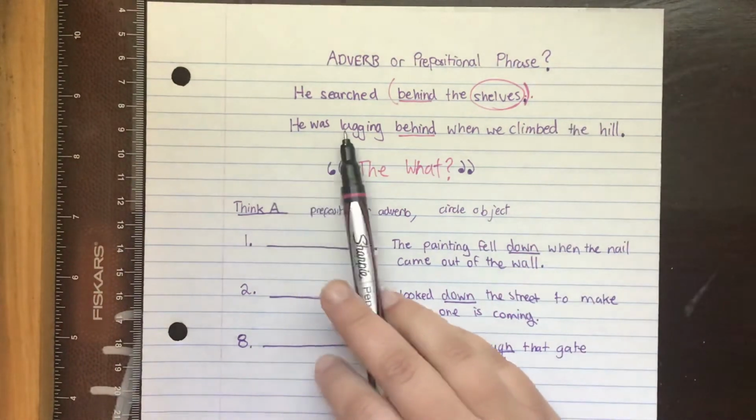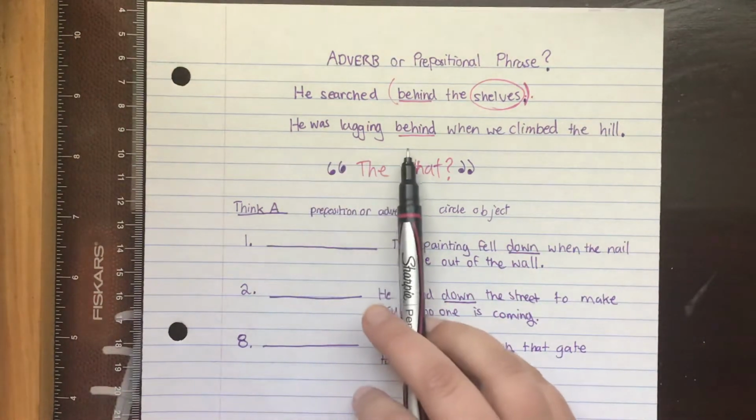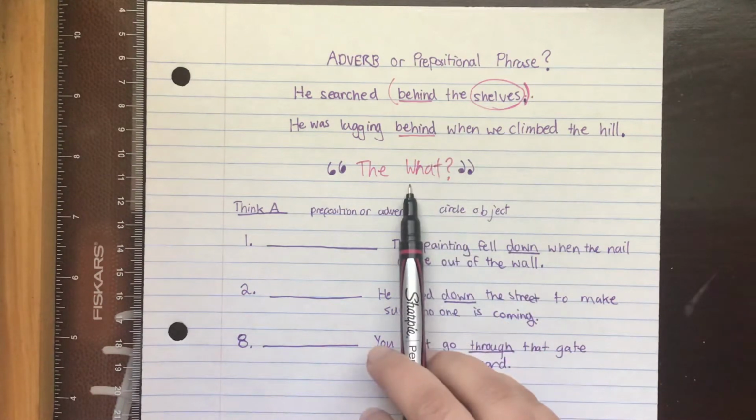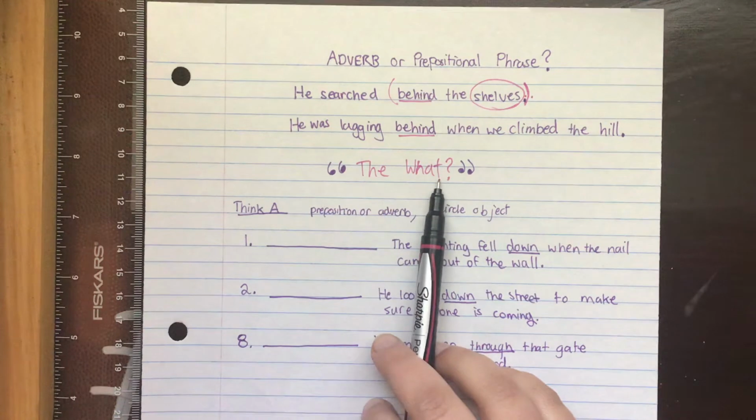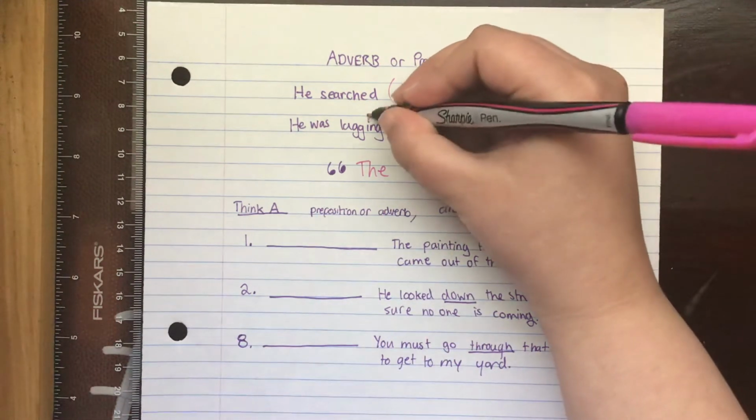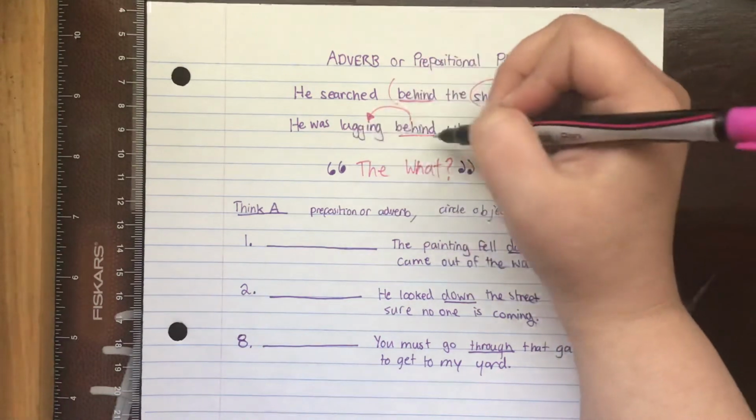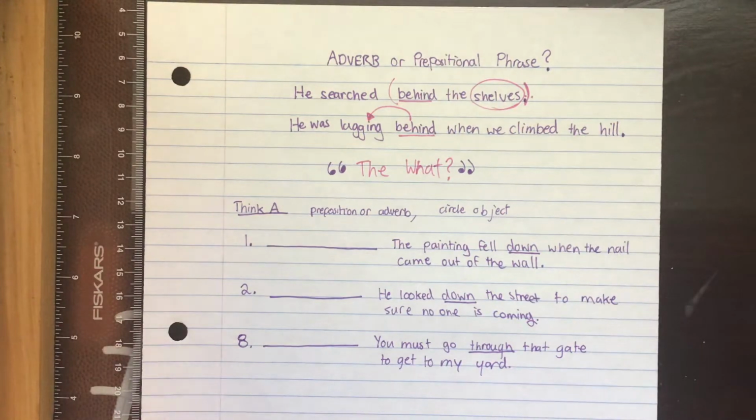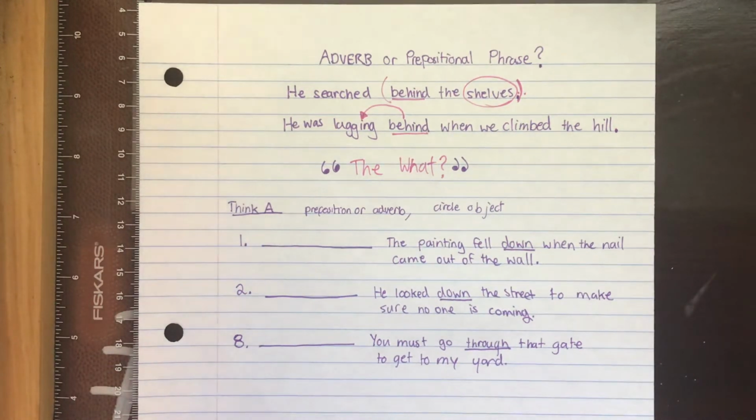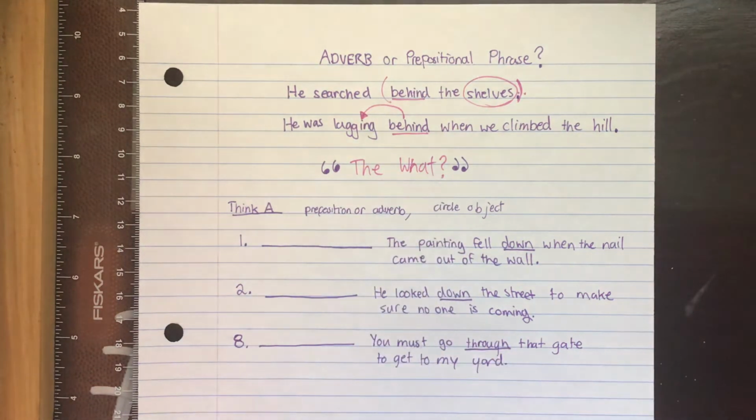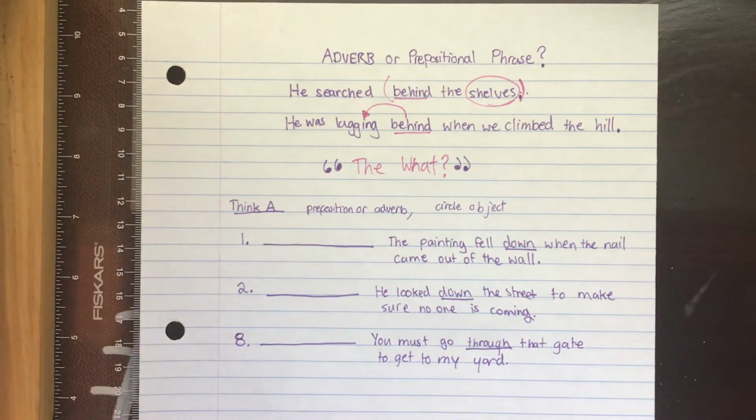Let's look at this one. He was lagging behind the what? When he climbed down the hill? That doesn't answer that question. So if it doesn't answer the what question, it's not a prepositional phrase. Instead, it must just be describing the verb. Lagging behind, it's telling us about the verb. It's not giving us an object to go with it. So that's the secret I use. I ask myself that weird the what question, and every single time I can figure out whether it's a prepositional phrase or an adverb. Let's try a few out.